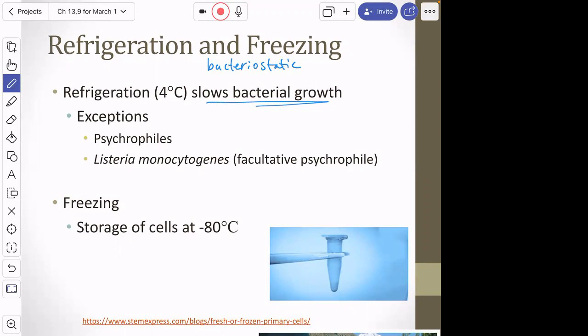So we use the refrigerator all the time in lab, incubate something overnight and then put those cultures in the refrigerator just so they don't overgrow till students come in again. Now there are some exceptions.